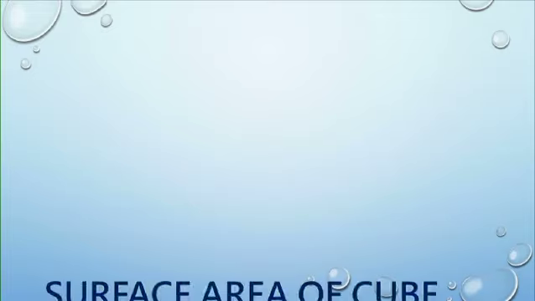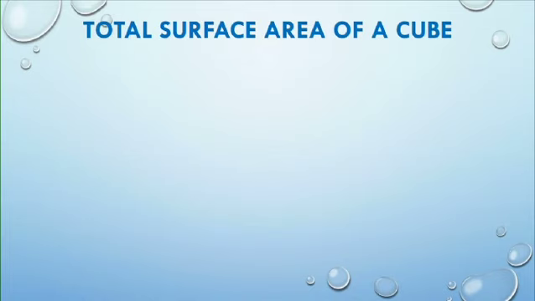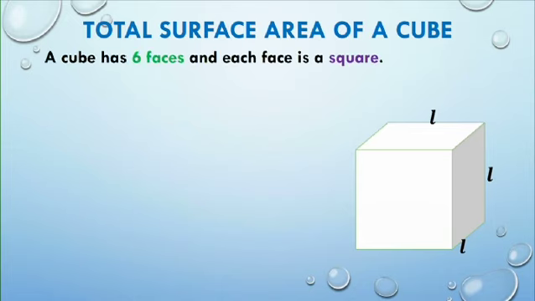Now we move on to the surface area of cube. Let us now consider how to find the total surface area of a cube. So you have a picture of a cube of length L centimeters. So remember, a cube has 6 faces and each face is a square.